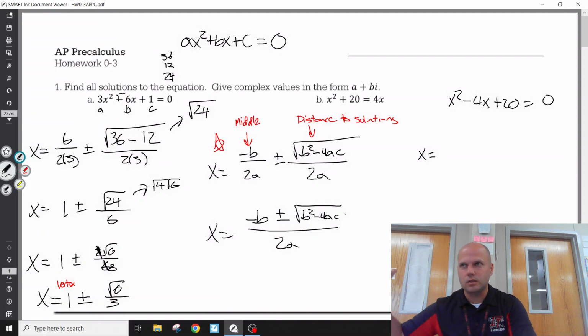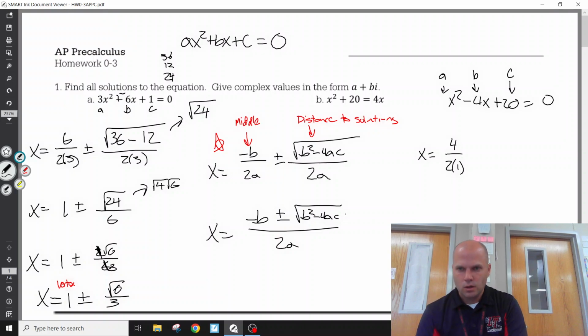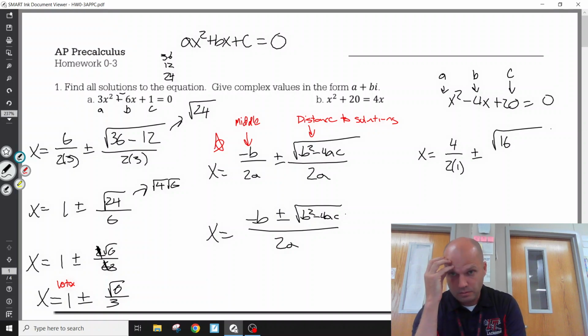A vertex plus a distance. So keeping it at that, I got the opposite of b over 2 times a. A is 1. B is negative 4. C is 20. Plus or minus the square root of b squared, minus 4 times a times c. Do the math in your head. I'm probably doing that in my head and saying it's 80.